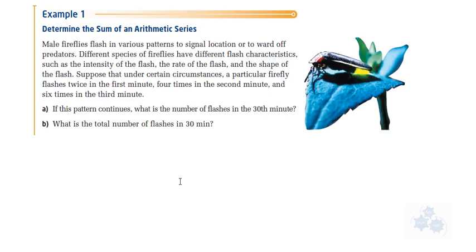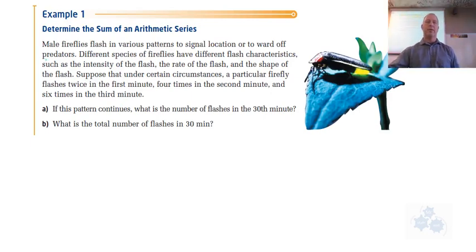All right, example 1 in section 1.2, Pre-Calculus 20 here. It says this: male fireflies flash in various patterns to signal locations or to ward off predators. So here's a firefly right here. Different species of fireflies have different flash characteristics, such as the intensity of the flash, the rate of the flash, the shape of the flash.